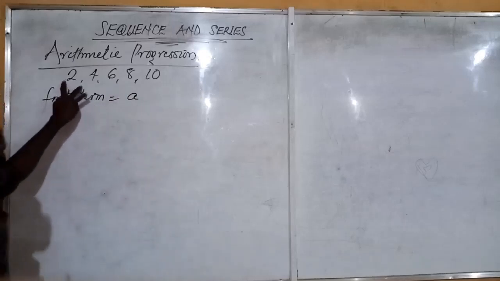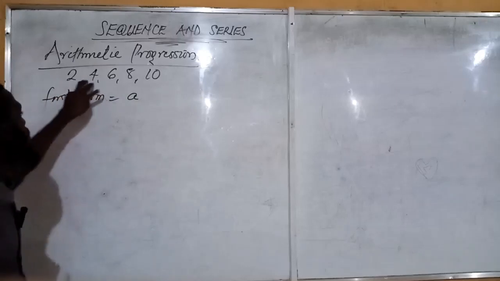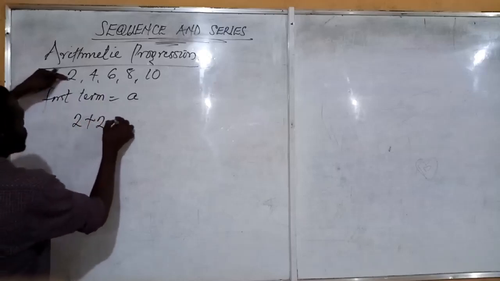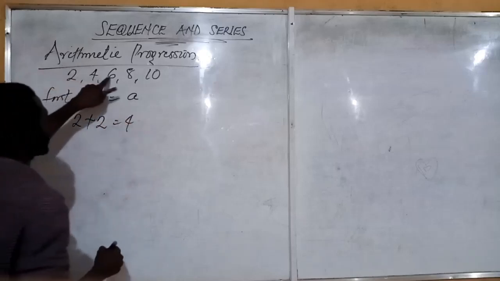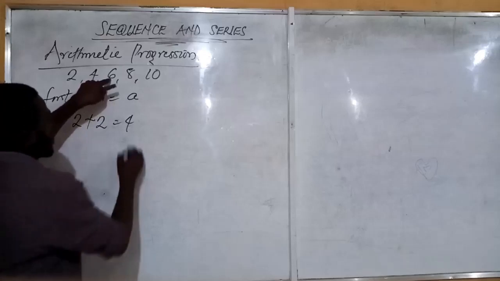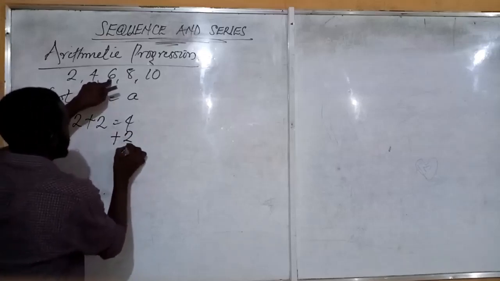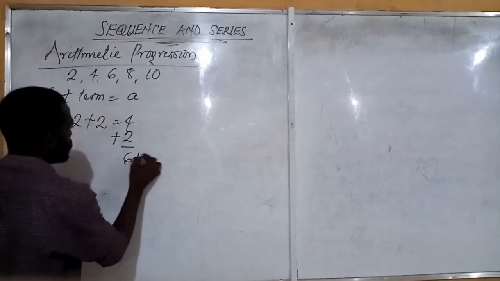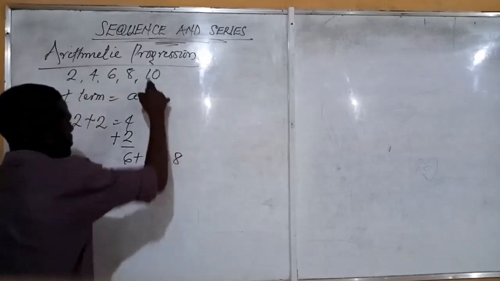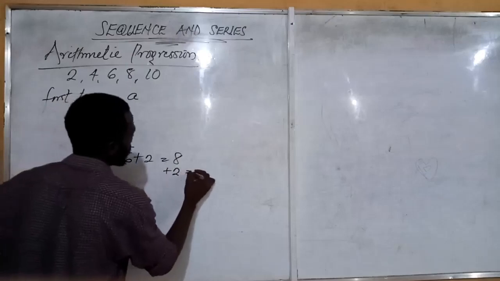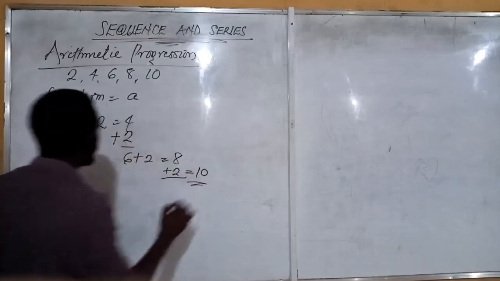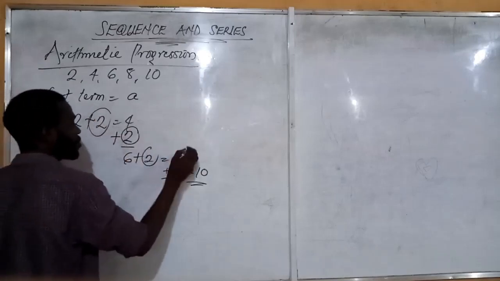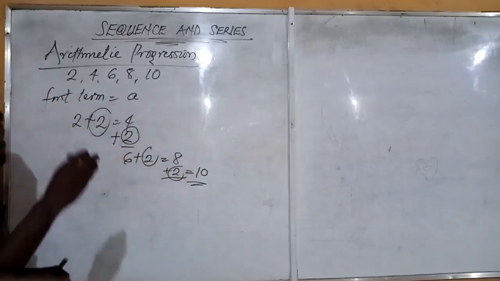Now, if you notice, from A, how did we get the next term? We said A was the first term. We added 2 to it to give us 4. Now, how did we get 6? We added 2 to give us 6. How did we get 8? We added 2 to give us 8. How did we get 10? We added 2 to give us 10. Now, what do you notice here? It means that in each case, we are adding 2, 2, 2, all right?